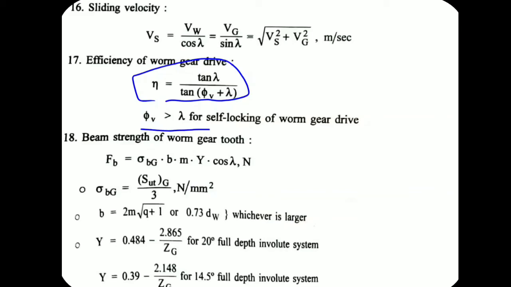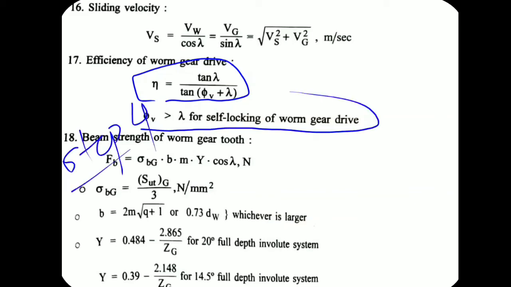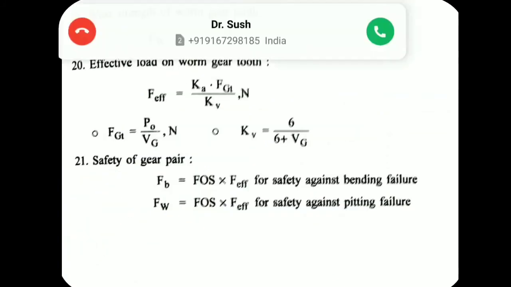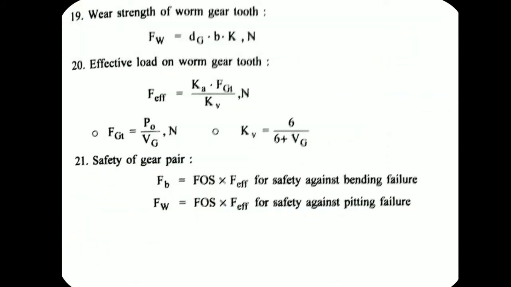Next will be step number 4, beam strength of the worm gear. F_b is equal to sigma_b for gear into face width into module into Lewis factor into cos of lambda. Everything I told you: sigma_b bending stress is S_ut by 3. Beam face width we can calculate by 2 ways, whichever is the larger value we need to select. Lewis factor for 20 degrees generally we have to take. Correct?